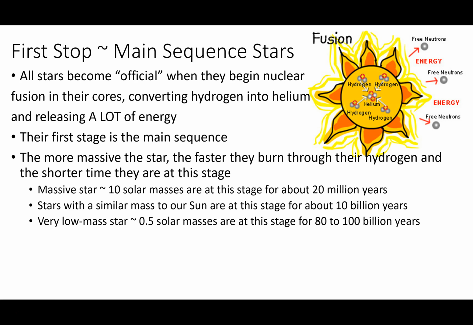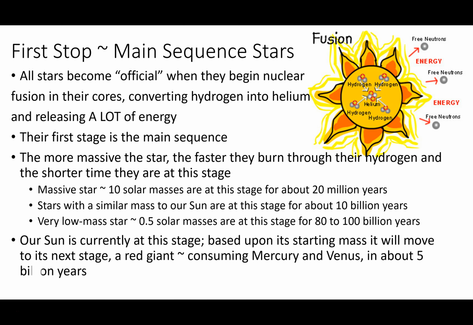We've done 5 billion. We have about another 5 billion to go. That's where the 10 billion comes from. And again, if you're a low mass star, you're looking at 80 to 100 billion years. Wow. And our universe has only been, I want to say, 14, 15 billion years. So the number there is 5 billion years.